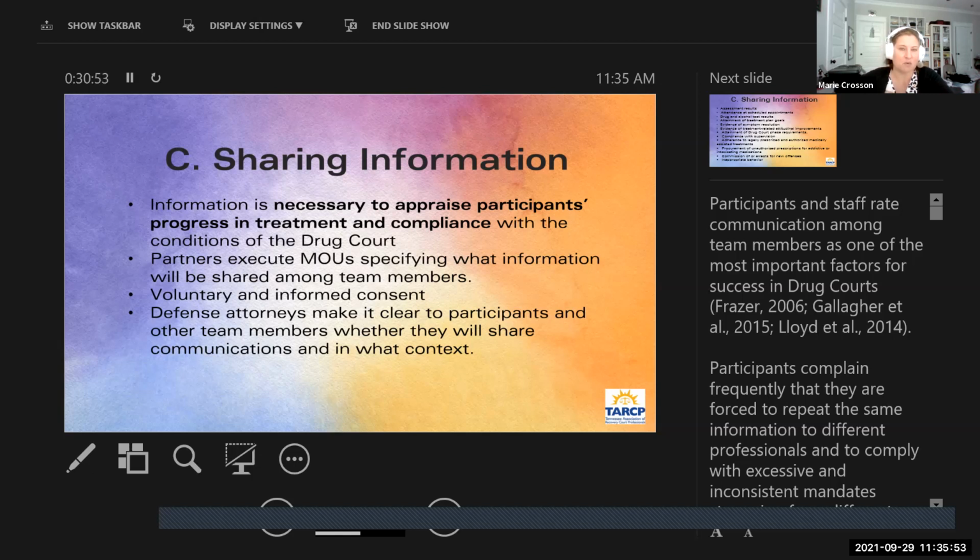And I do think that's important. It's also why staffings begin to get too lengthy, because there's information being discussed that doesn't really need to be discussed, and is not necessary to appraise the participant's progress in treatment and compliance to the conditions of the program.